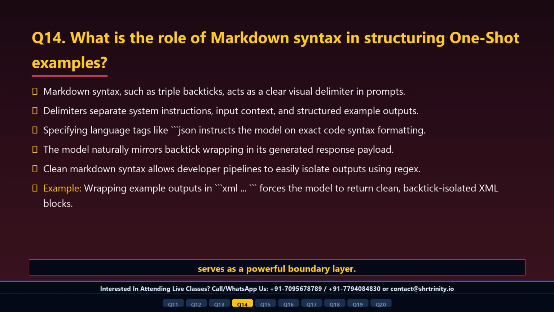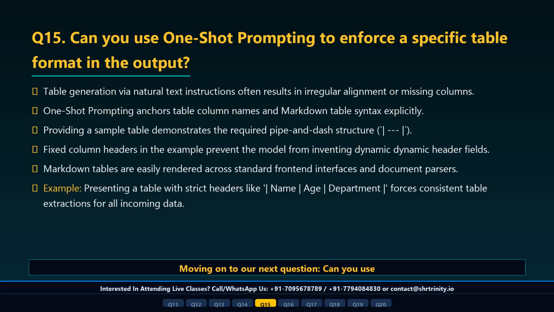If we want XML output, we wrap our example response inside triple backtick markers tagged with XML. Step by step, the model observes this structure. It sees backticks, reads the XML tags, and sees the closing backticks. When generating the actual response, it repeats this wrapper pattern perfectly. The major developer benefit here is reliability in production. By forcing the model to wrap its answer in a standard Markdown block, your backend code can use a simple regex expression to extract the raw payload from the API response effortlessly. Moving on to our next question.